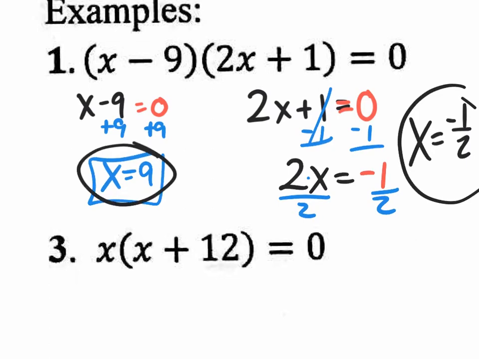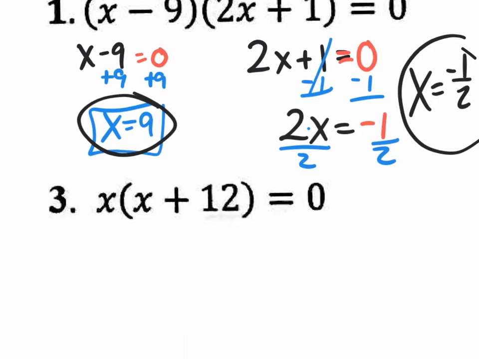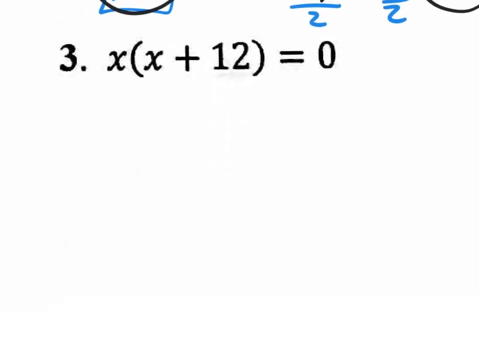This is why the zero product property is so important. Because when you have something times something and it equals 0, you can take that complicated looking equation and split it into two simple equations. And it doesn't have to be a binomial times a binomial. Check out number 3, going out of order. I have something times something equals 0. So I can take this first something and set it equal to 0, take the second something and set it equal to 0. So x could equal 0, and also x plus 12 could equal 0.